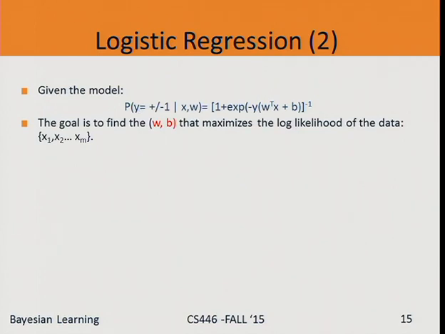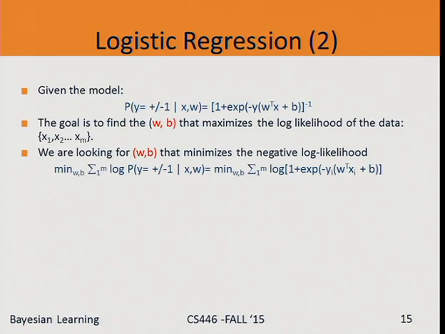So again, let's think about this model that we just derived. And again, remember that we derived it from the naive Bayes perspective. Now I'm eliminating this, and I'm just saying I want to find the best W and b, the best in the sense that it maximizes the log likelihood of the data. So I'm going to compute the negative log likelihood of the data. So I'm summing over all the examples, the log of this expression, and I want to minimize this.